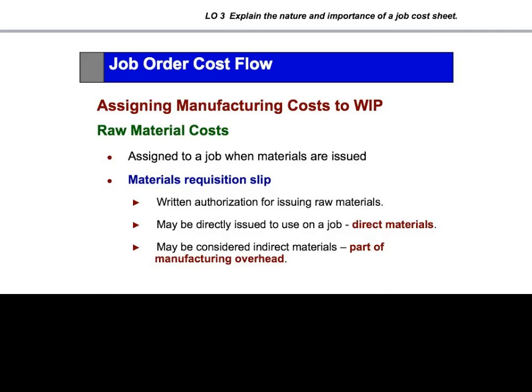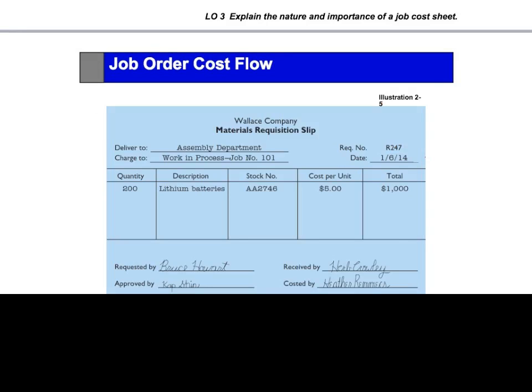For example, let's assume we have raw materials. Raw materials leave the stores and are assigned to the job when issued. So it goes directly as direct materials, but part of these raw materials might be indirect materials, so that would go to the account called manufacturing overhead. But here we would record it. We took 200 lithium batteries. Oh my goodness, you've got to be careful with those batteries. Stock number so and so, cost, and there's the total, and it's just charged to that. It was requested by Bruce somebody and received by Herb and what have you. So we have a record of the material that went onto the job.